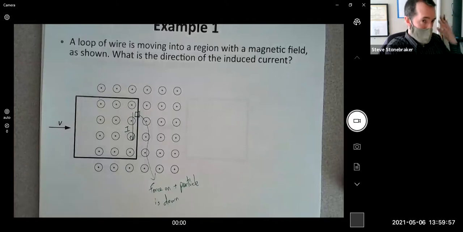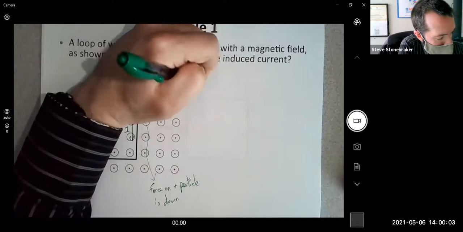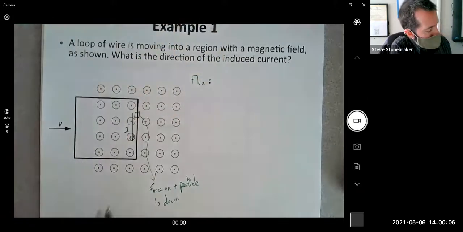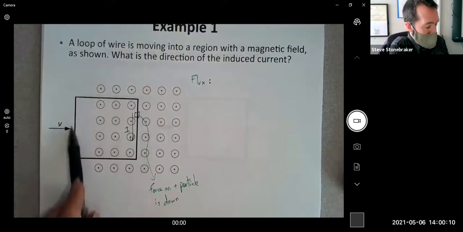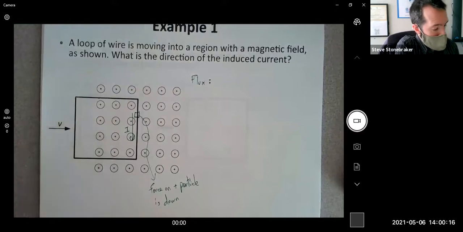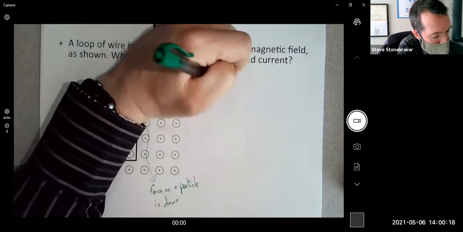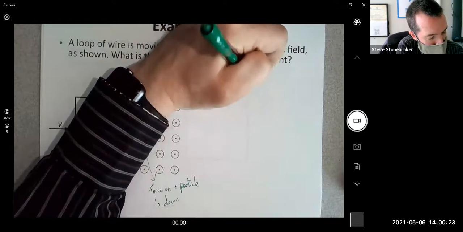So that's just thinking about, again, the QVB forces. But let's think about the flux. For calculating the flux, I only care about the inside of the loop, the interior. And the flux through this loop is outward. So outward. And it's also getting stronger.